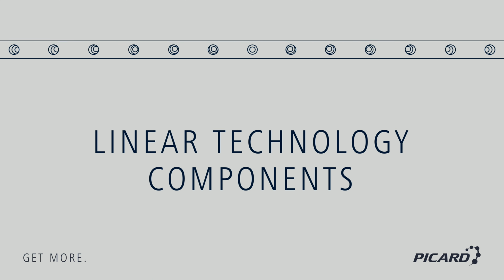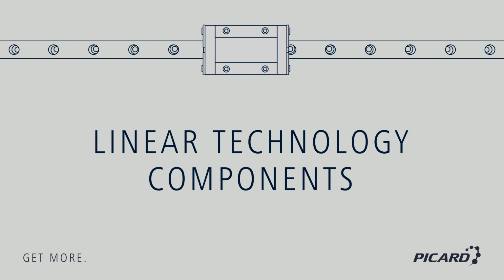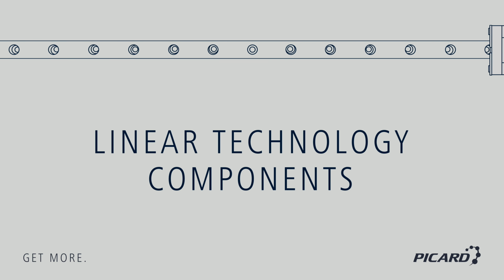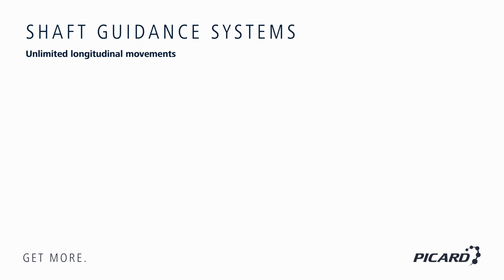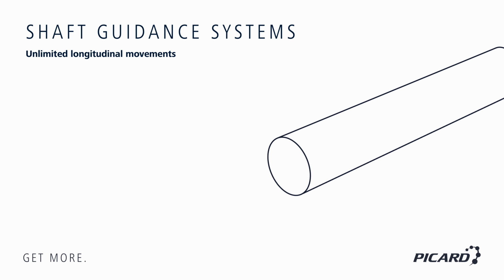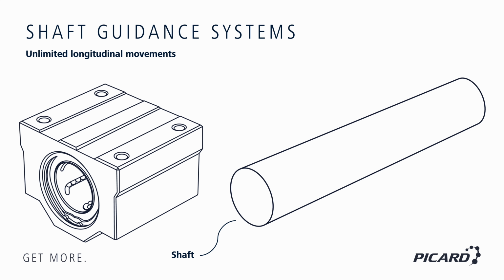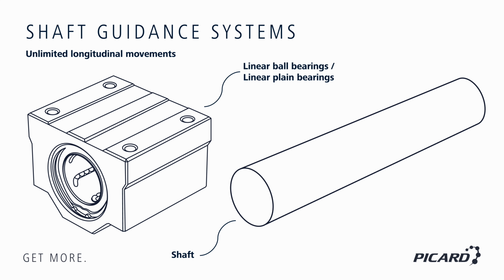Before we dive deeper into the workings of linear technology in the upcoming webinars, let's take a quick look at some key components involved in generating linear movements. Let's start with shaft guidance systems. These allow unlimited longitudinal movements and consist of a shaft along with one or more linear ball bearings or linear plane bearings. These systems have proven reliable in many industrial applications.